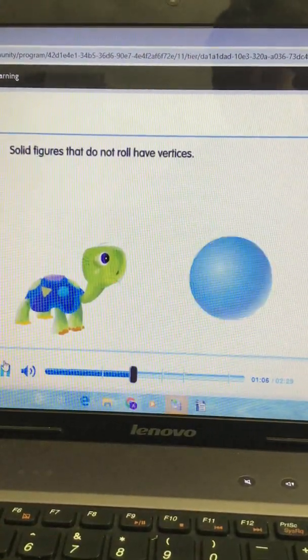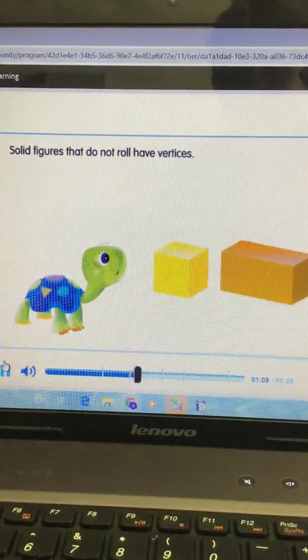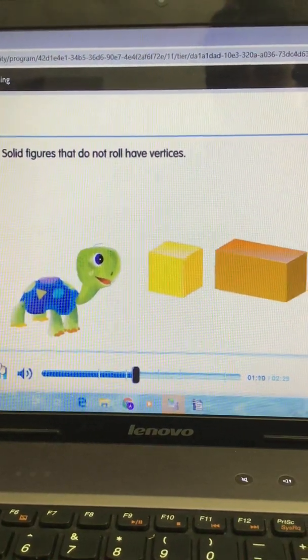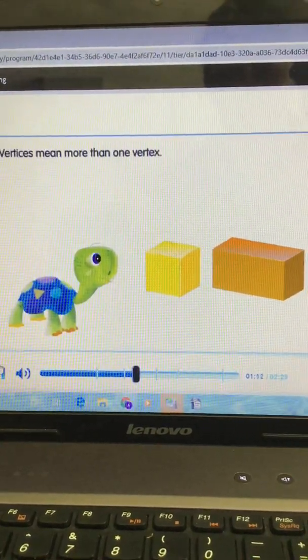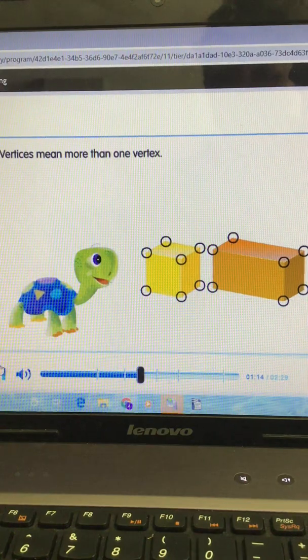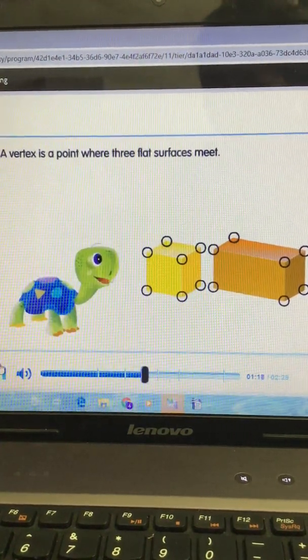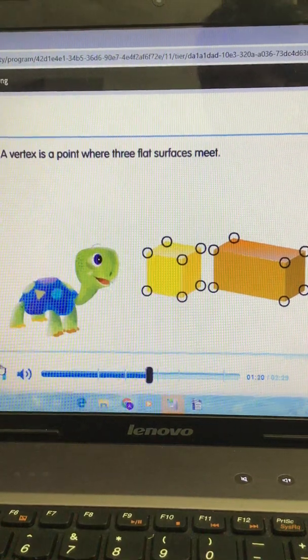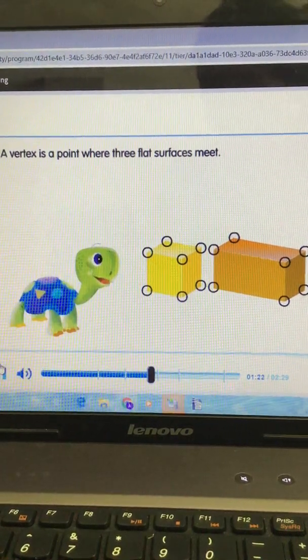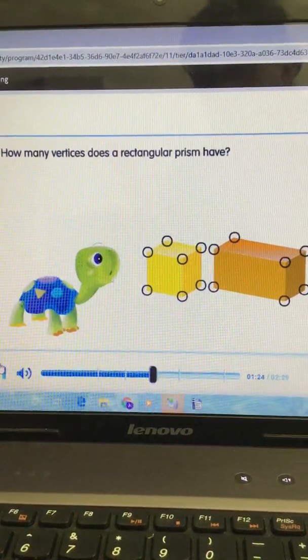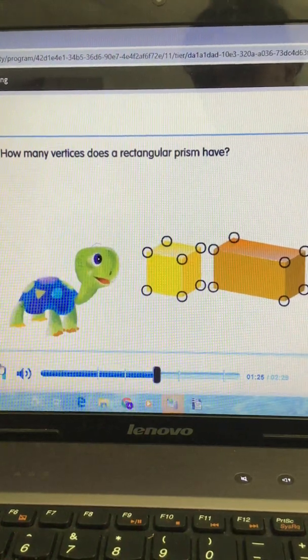Solid figures that do not roll have vertices. Vertices mean more than one vertex. A vertex is a point where 3 flat surfaces meet. How many vertices does a rectangular prism have?